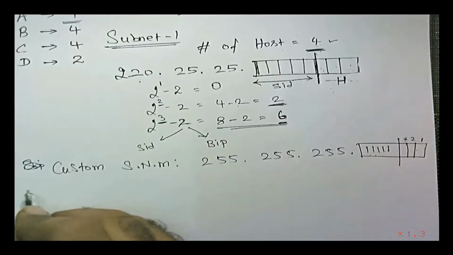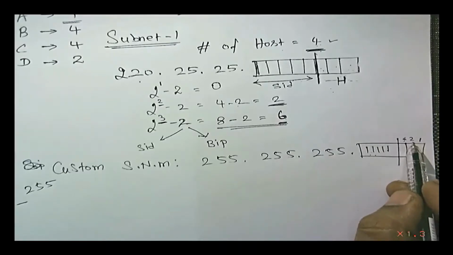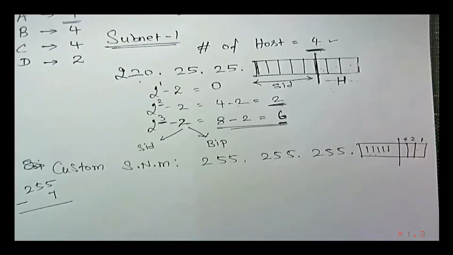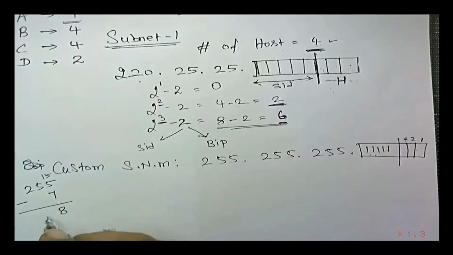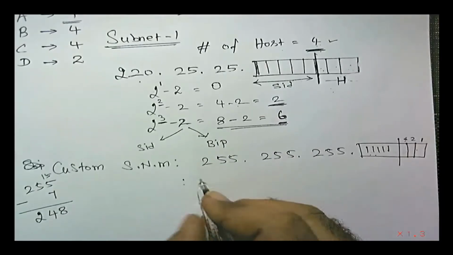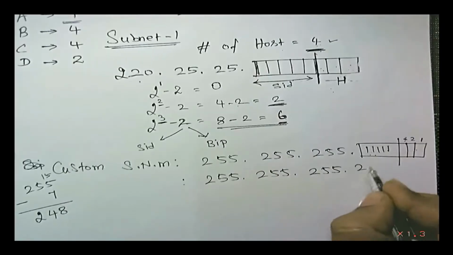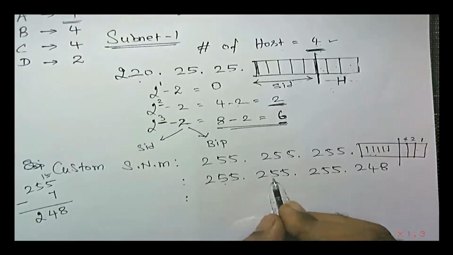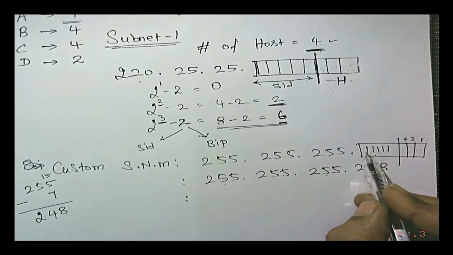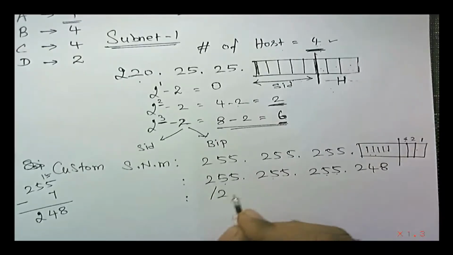So I can go for the reverse approach. The total is 255. 255 minus 7, so 7 if you reduce from this, it is enough. So this is going to be 248. So the custom subnet mask is 255.255.255.248. So what is the CIDR value? The custom CIDR value is 8 bits, 8 bits, 8 bits, and then here it is going to be 5 bits, 1, 2, 3, 4, 5. So 24, 25, 26, 27, 28, 29. So this is going to be /29.